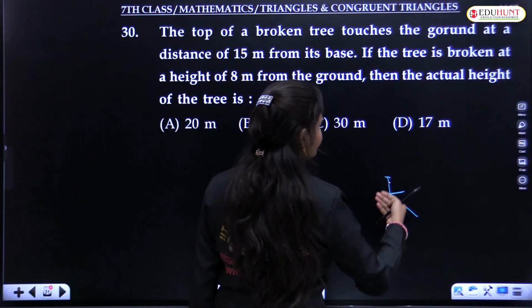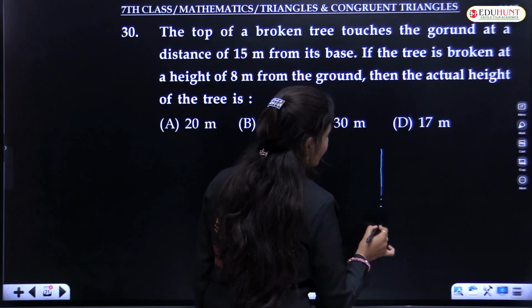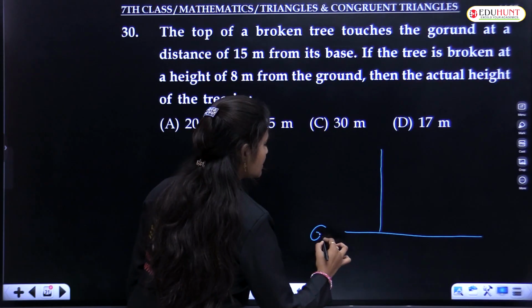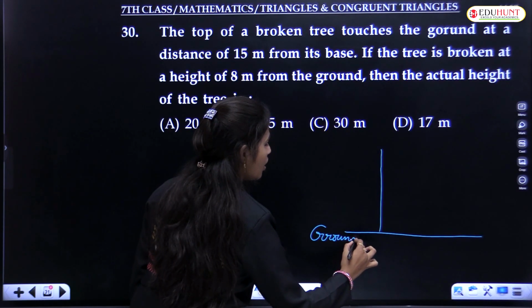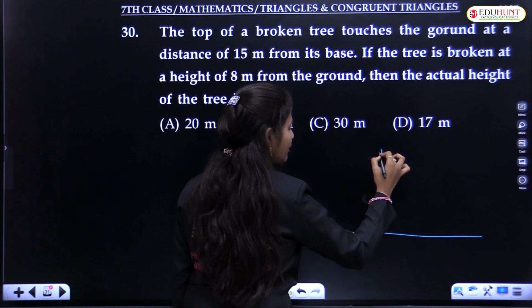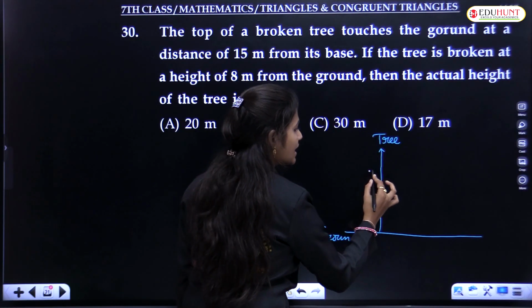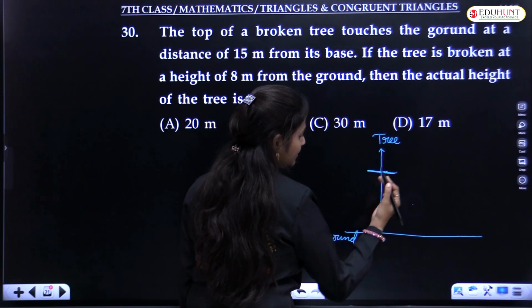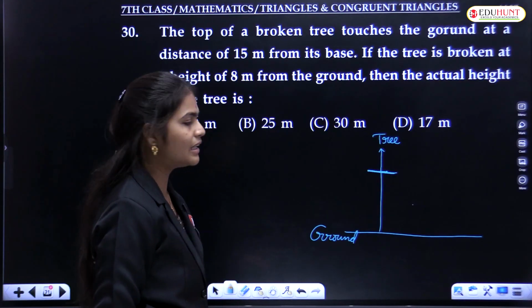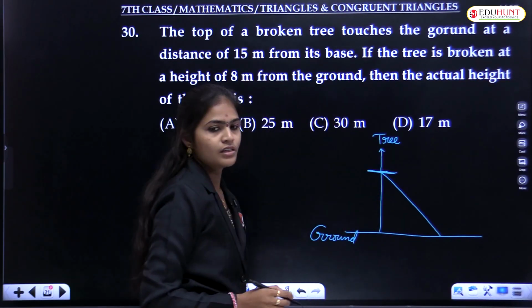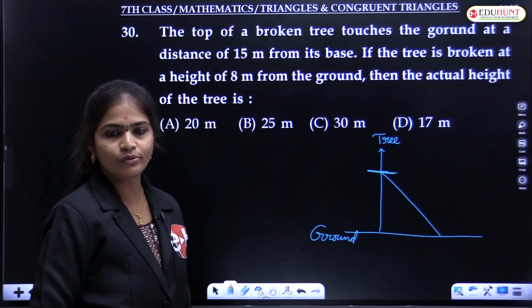Okay, so one tree is there and this is the ground. On that ground, this is the tree, no? Okay, this tree was cut at the top. Somewhere the top of the tree was cut and it fell and dropped on the ground. So like this, you will get the diagram.